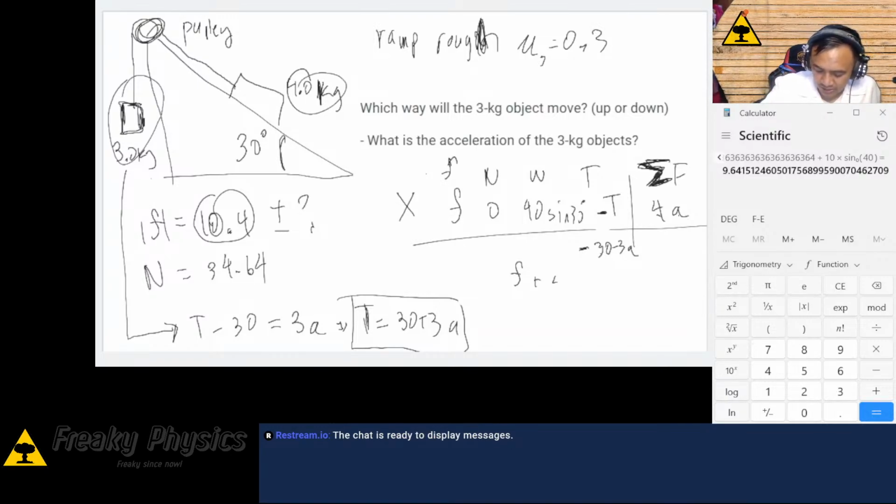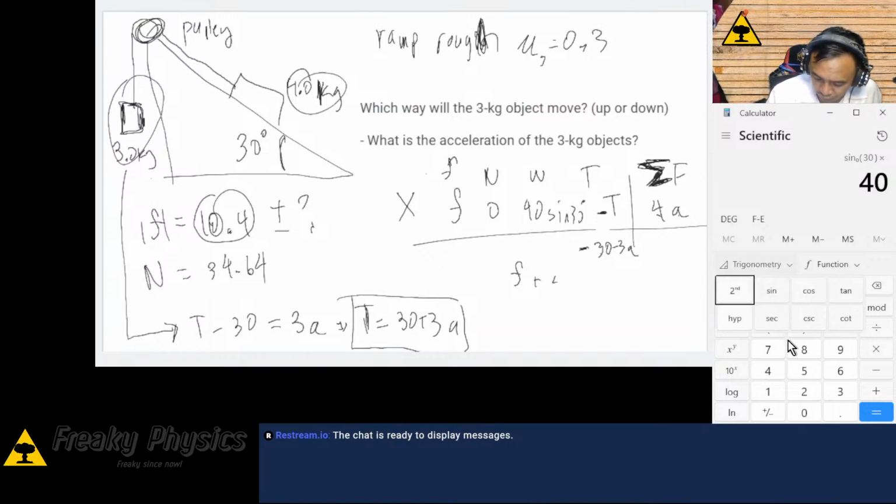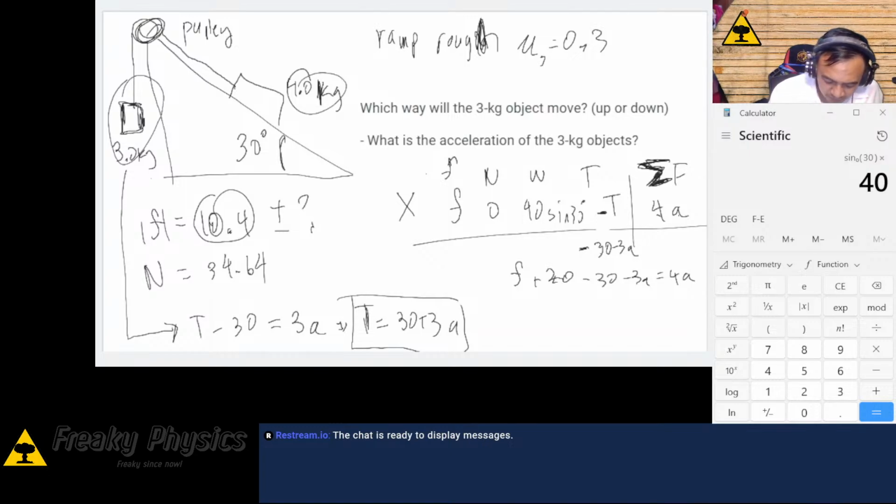Okay. Let's do this now. So 30, take the sine of that, times 40. That's going to give us 20. So F plus 20 minus 30 minus 3a equals 4a. But we'll take a look at the friction first. So friction minus 10 equals 7a. And therefore, we now have some sort of formula.